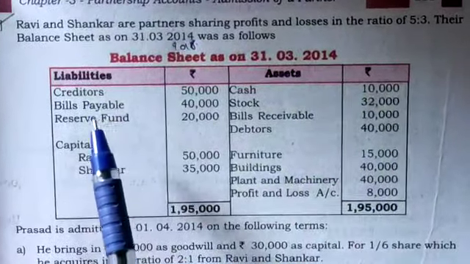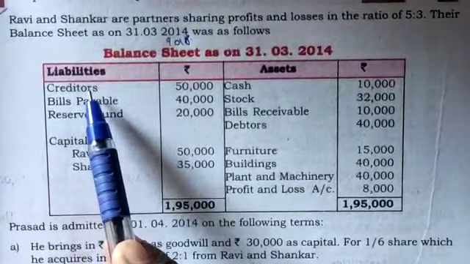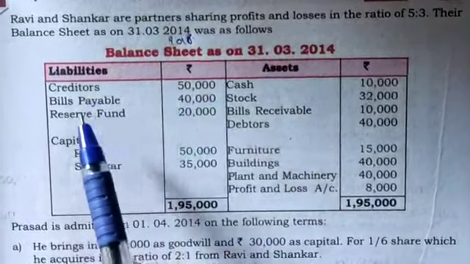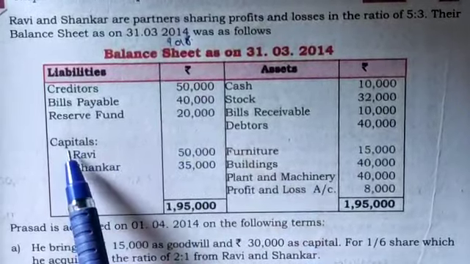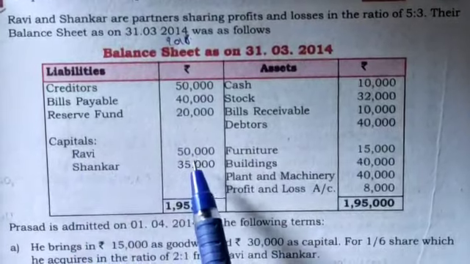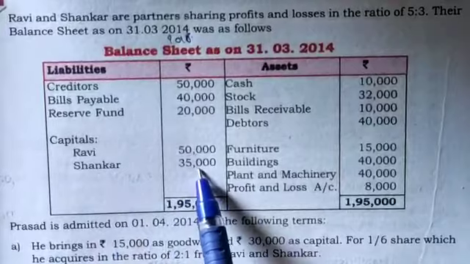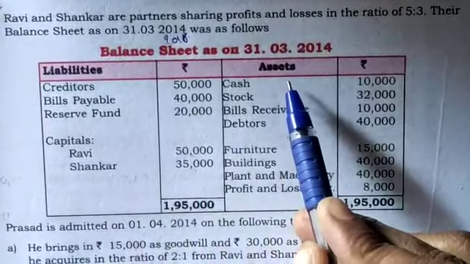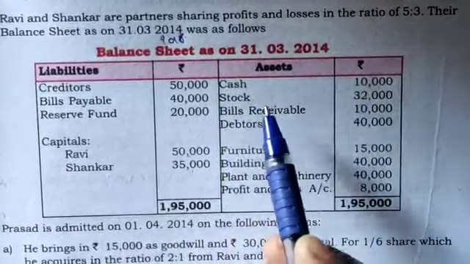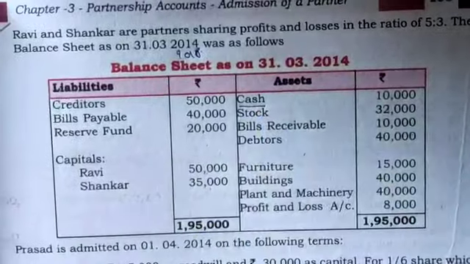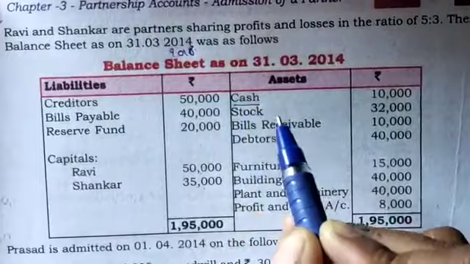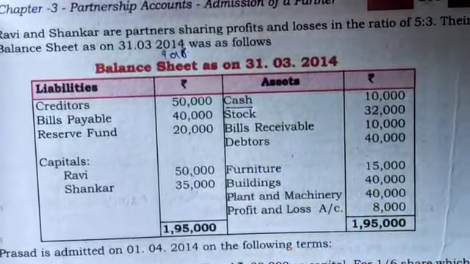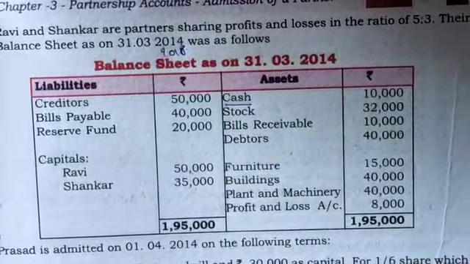They have given the format. Creditors on the liability side 50,000, bills payable 40,000, reserve fund 20,000, capitals: Ravi invested 50,000 and Shankar invested 35,000. Next, the asset side: cash 10,000. In the old balance sheet, only cash is given, not cash at bank. So you have to prepare the cash account in the necessary ledger accounts here.